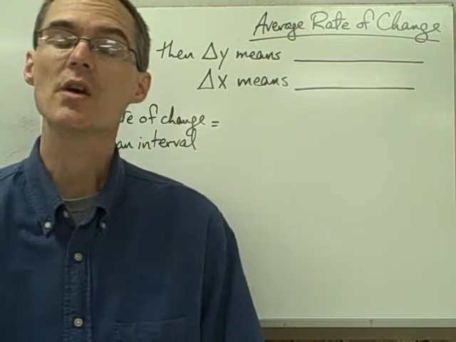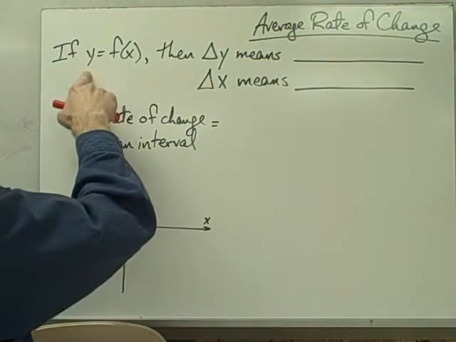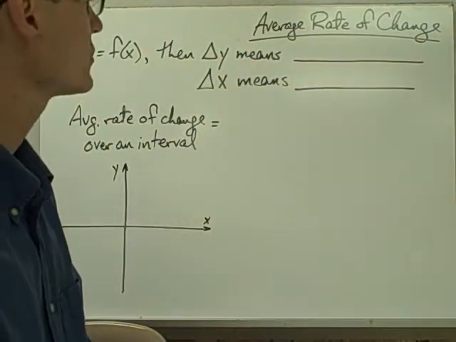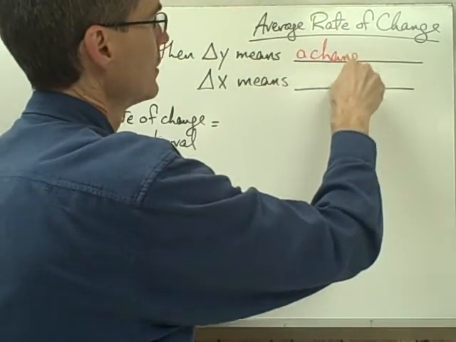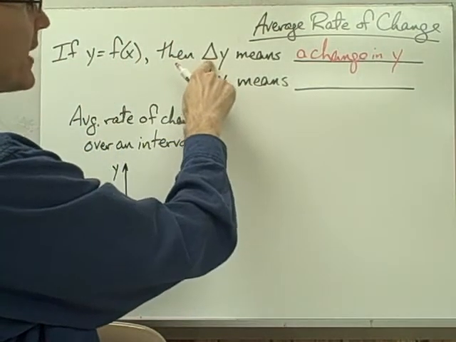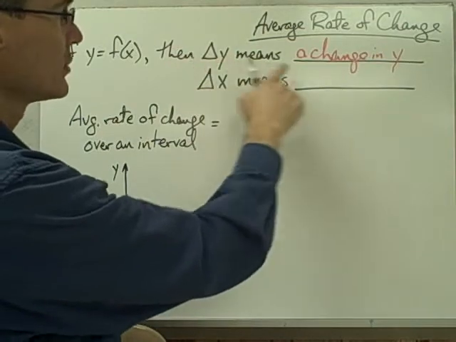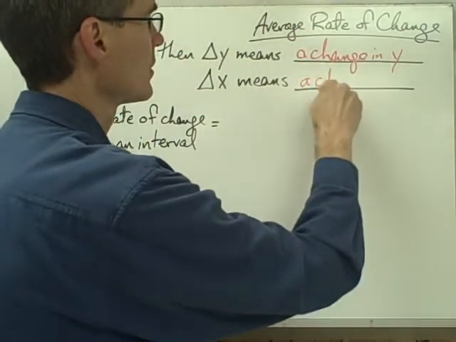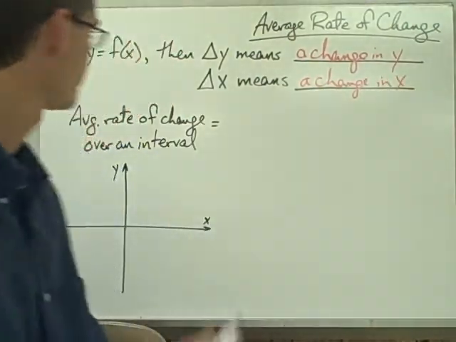Okay, this video is on average rate of change. Now, if we have a function, y is a function of x, then this symbol here means a change in y. This little triangle here is a Greek symbol delta, and delta y just means a change in y. Delta x means a change in x.